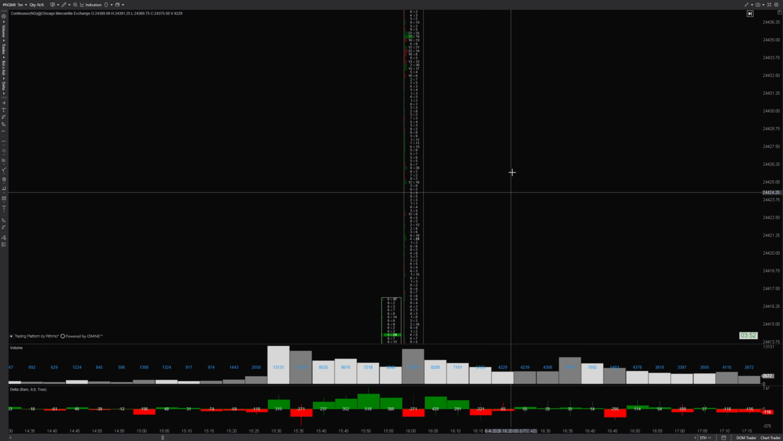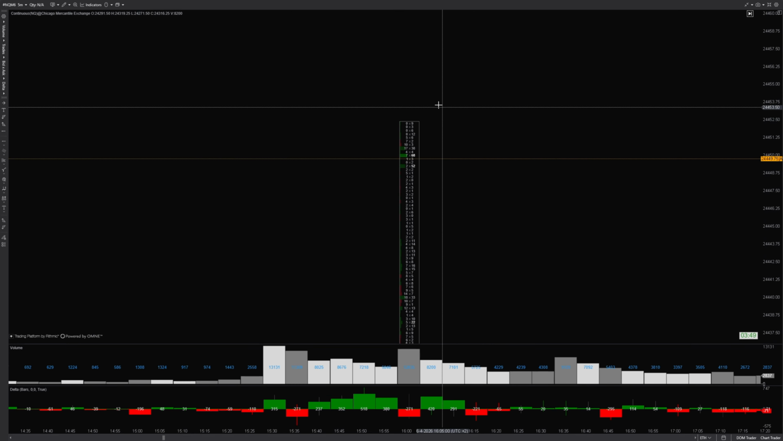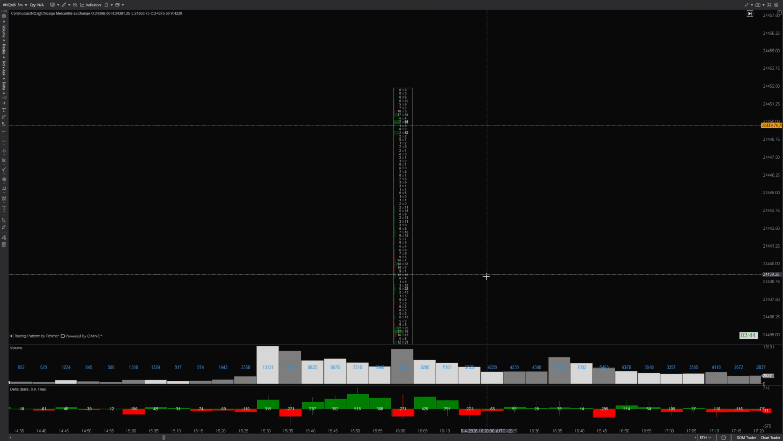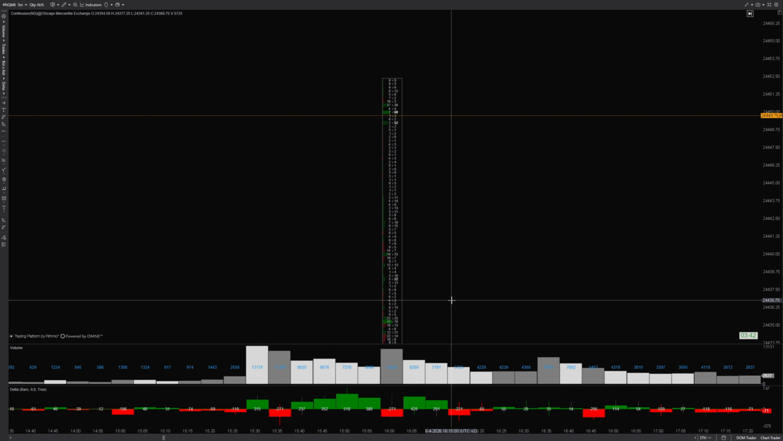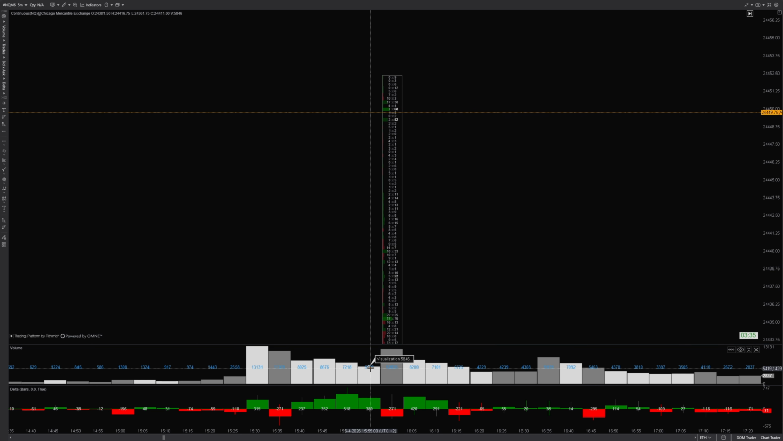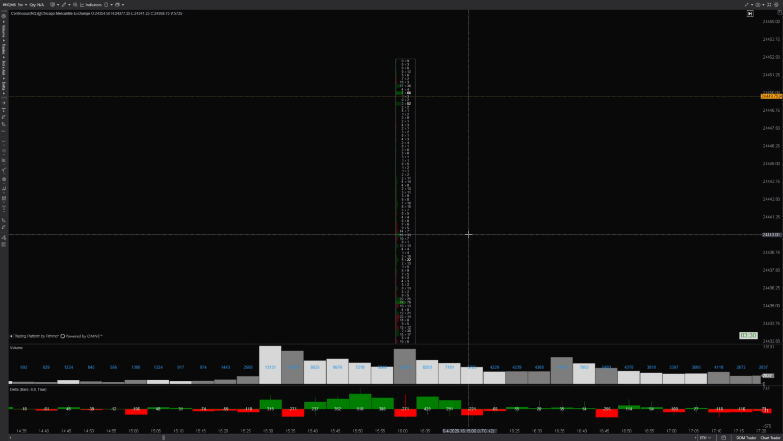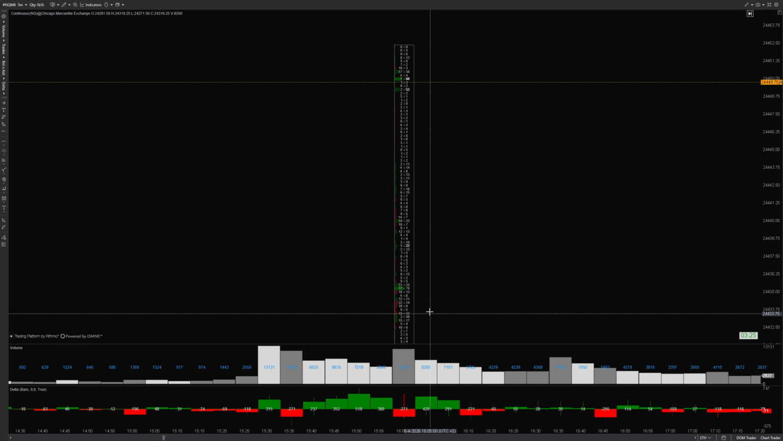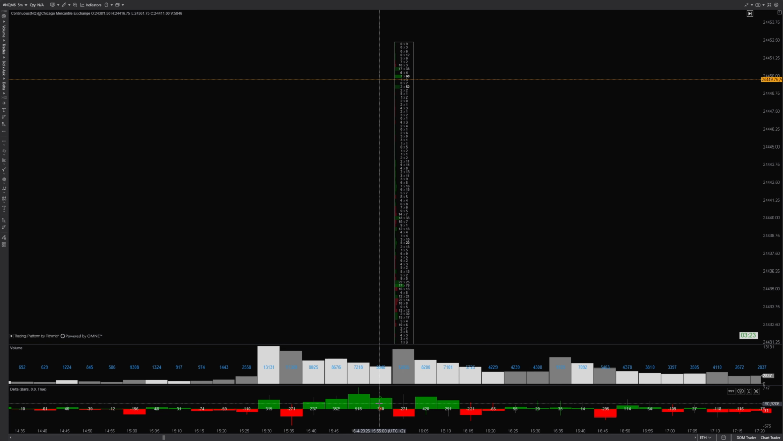So first of all, let's just zoom in on the reaction. You see, wick reaction, and we had our volume increase already. As you know, I'm always looking for the three things: volume increase, delta shift, and the stacked imbalances. That's why we need the footprint. So we already have our volume increase on the key level. Perfect. We also need our delta shift, and since we're looking for a sell, we want to see the delta going from green to red, which also happened on the candle that mitigated the key level.